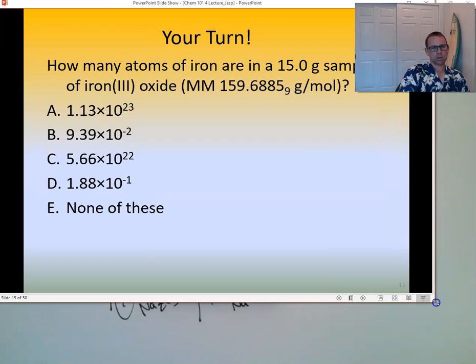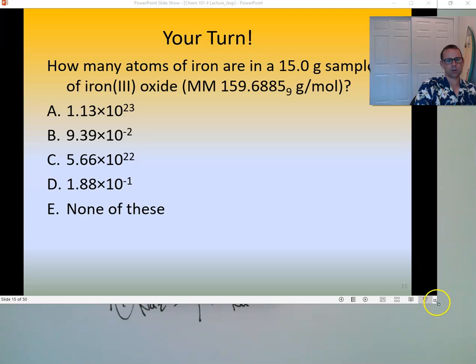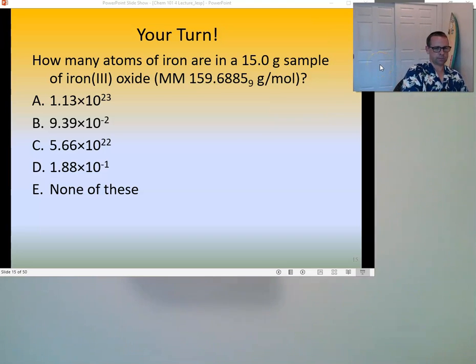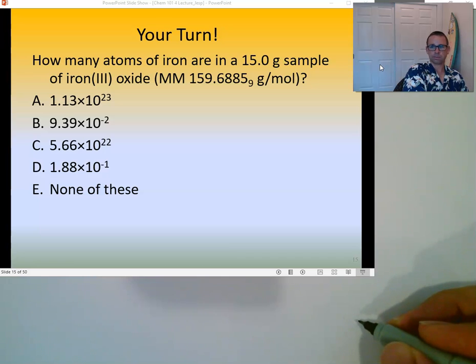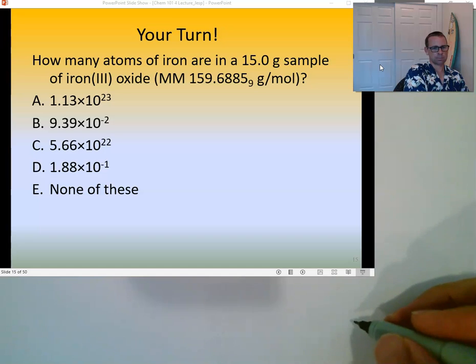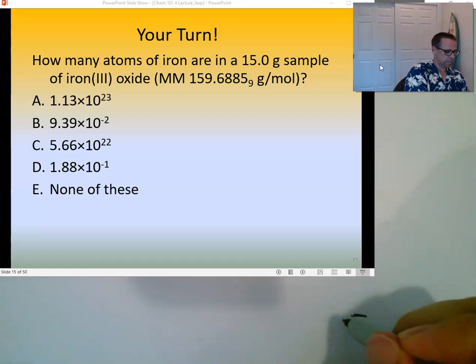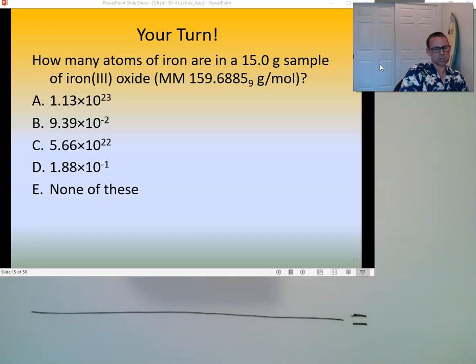Let's see if you can get this one. How many atoms of iron are in a 15-gram sample of iron 3 oxide? I'll be your scribe. You tell me what to write. So we are gonna write the equal sign, right? Yes, an equal sign. Grams to the right of it. What is the question asking?